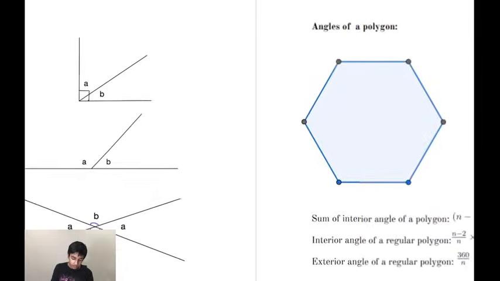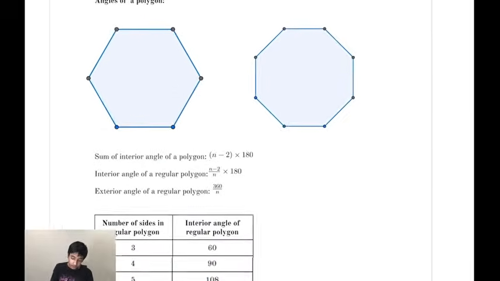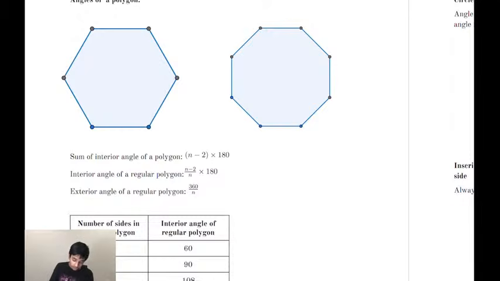There are some more useful properties. So in a polygon, the sum of the interior angles of a polygon is n minus 2 times 180 degrees, if n is the number of sides in the polygon. So for a 10-sided polygon, it's going to be 8 times 180, which is 1440. And the interior angle of a regular polygon is just going to be (n minus 2) over n times 180.